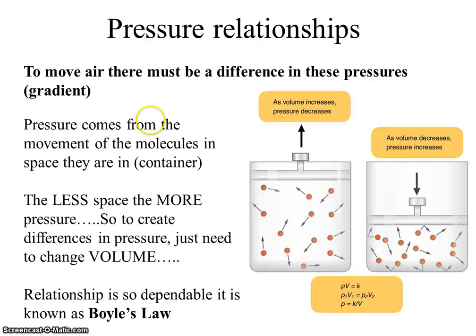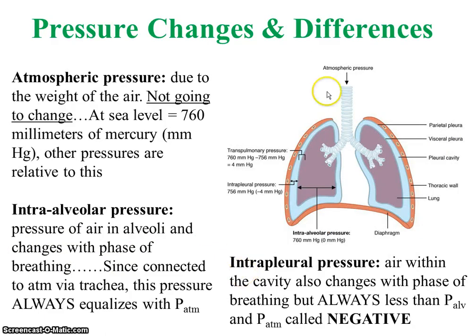Okay, and so the pressure comes from the movement of the molecules in the space that they are in, this container. The less space, the more pressure. So to create differences in pressure, you just need to change the volume. So this is really the important thing. All right, so how does this work?